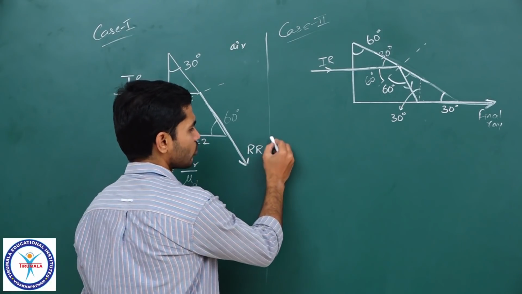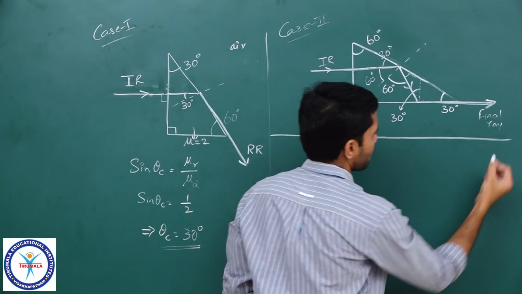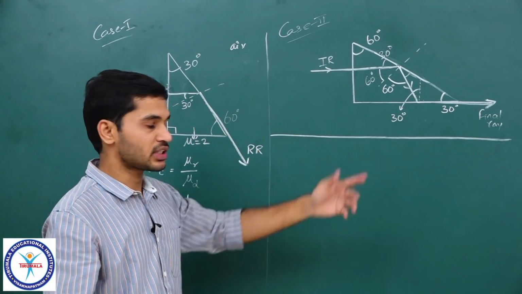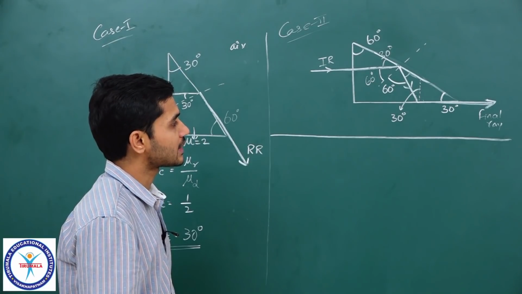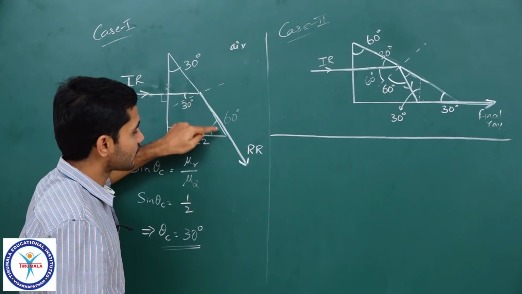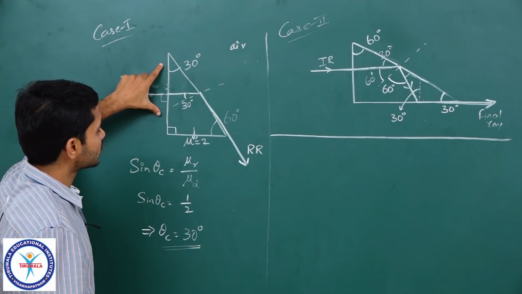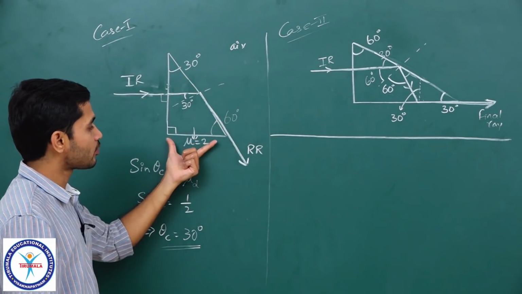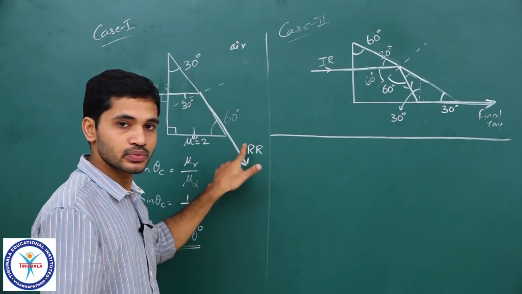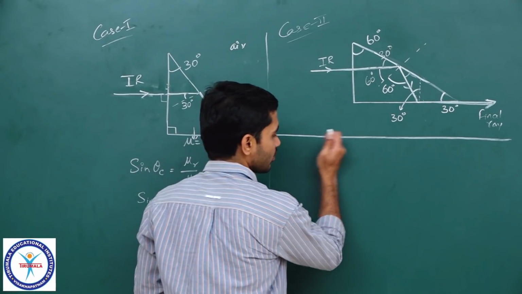Now let us see one more scenario. Just like we have changed the orientation from here to here, let us change it even further. So this time let us consider that the light ray is incident perpendicular to the interface. Here we have taken perpendicular to this surface. In the next case we have taken perpendicular to this surface. Now let us take the light rays incident perpendicular to this surface. So I will draw the diagram over here.